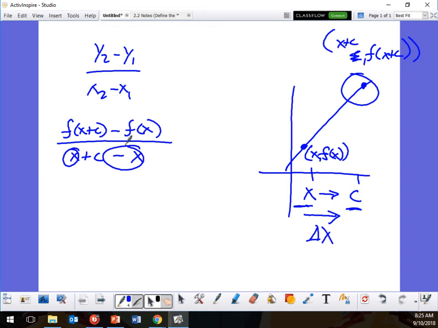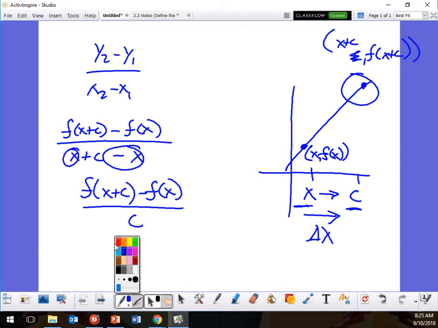If I clean that up, now it's going to be f of x plus c minus f of x over c. When we do this, we're taking the limit as x approaches c, where I'm trying to get the distance in between here and here to be 0. So it's always going to end up as this approaches c, where I want 0.